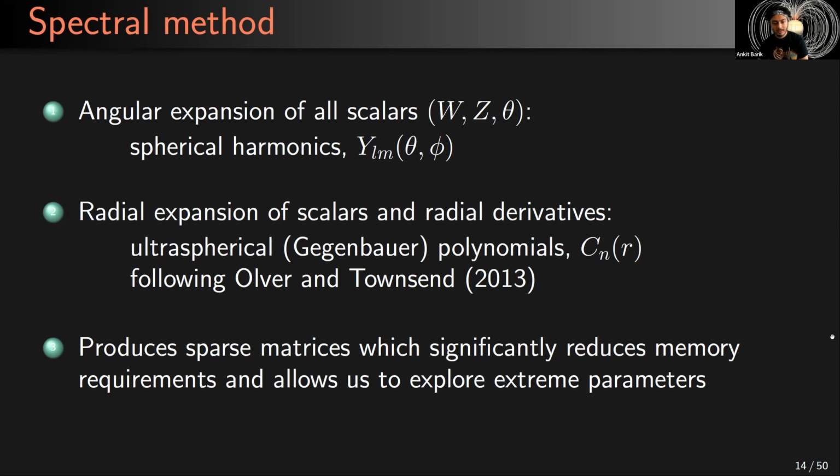Anyway, so we use spherical harmonic expansion in the angular direction, and in the radial direction we use Gegenbauer polynomials, and this is a beautiful paper by Olver and Townsend in 2013, which nicely described the numerical method of using Gegenbauer polynomials as an expansion in radius. And this expansion produces sparse matrices, which then significantly reduce the memory requirement. And that allows us to go down fairly low in Ekman number and so on.